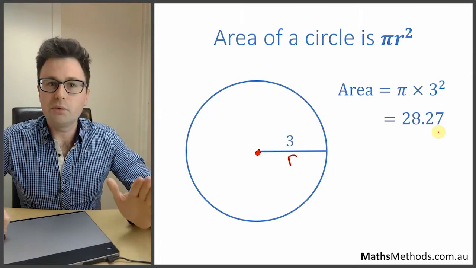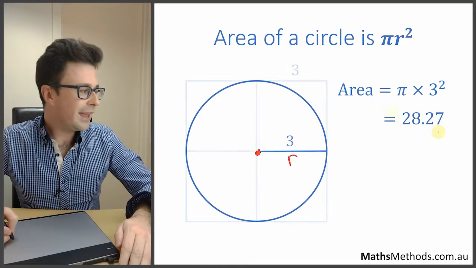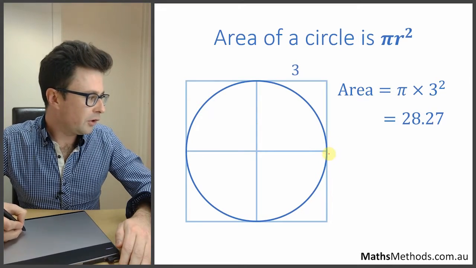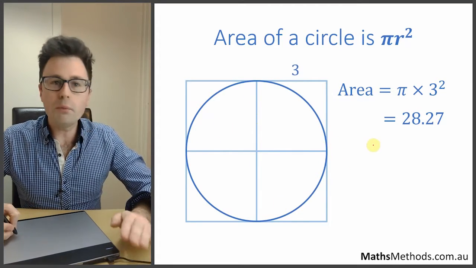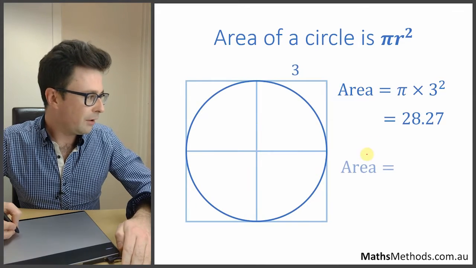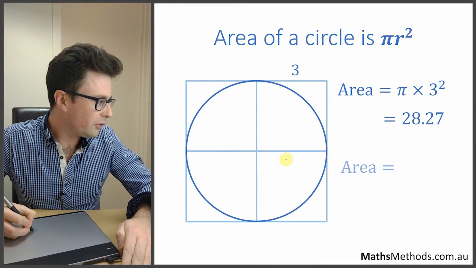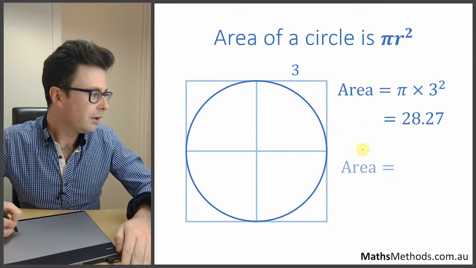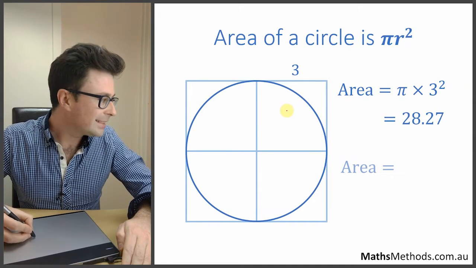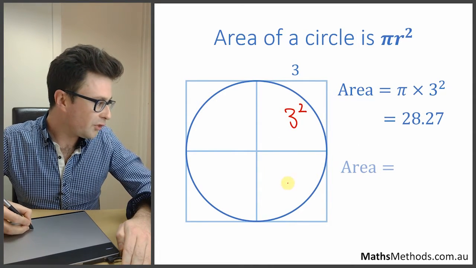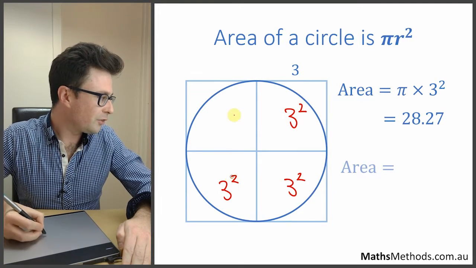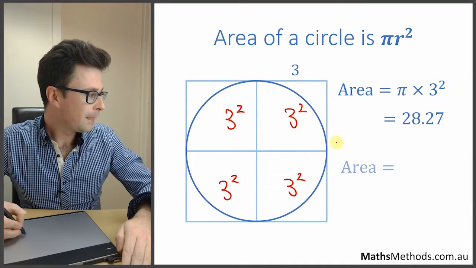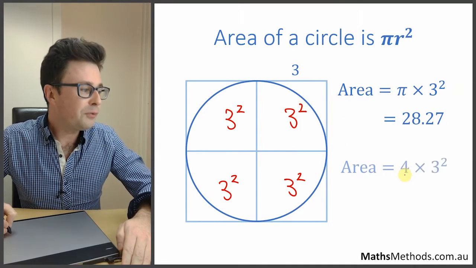Now here's the question, why is pi r squared the formula? Well, in order to answer that, we've chucked the circle inside of a big square where the circle touches all the sides. Now, what we're going to do is find the area of this square. As you can see, the radius here is 3, and so that means each side of this square is actually 3 as well. So the area of this square is 3 squared. And of course, this is the same square, so this is 3 squared, this is 3 squared, and this is 3 squared as well. So how many 3 squareds do we have? Well, we have 4. So the area of this big square is 4 times 3 squared.